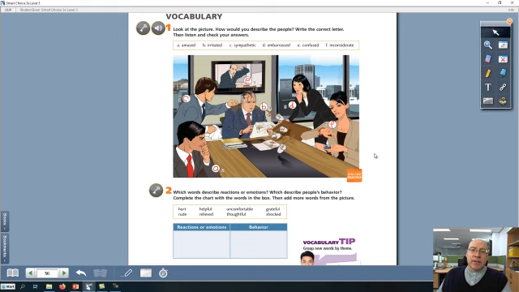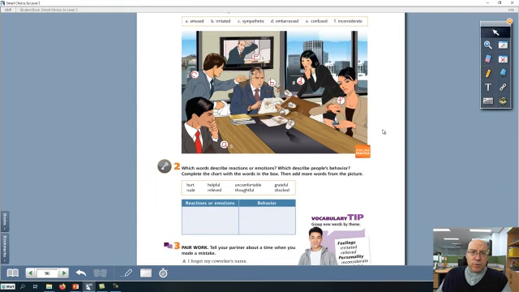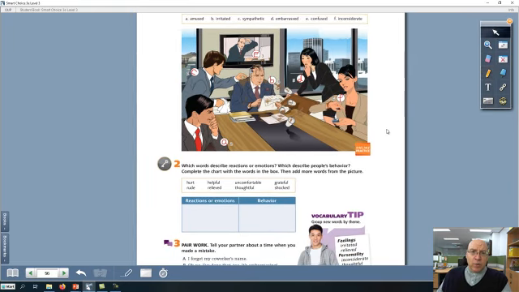So let's jump down here to exercise 2. And keep those words from exercise 1 in your brains, because we're going to use them for exercise 2 as well. So if you look at exercise 2, we have 8 more words in the box down here.